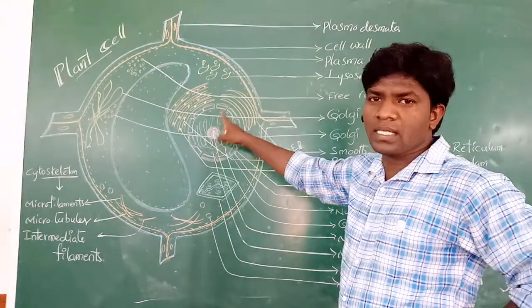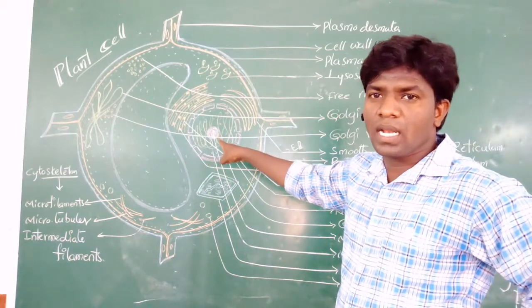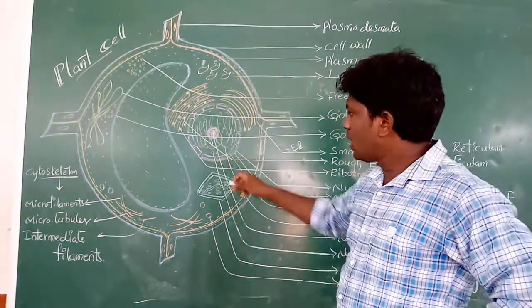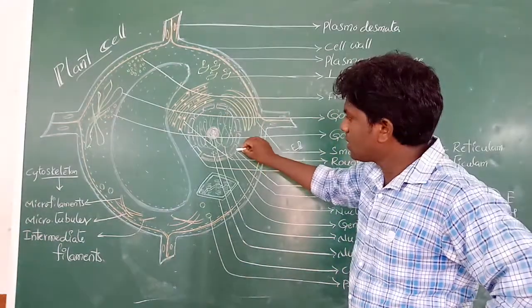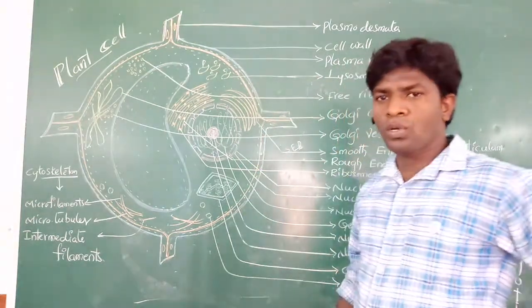Some thread-like structures, fine strand-like structures, are present in the middle of the cell. They are the genetic material, meaning DNA. And then the nucleoplasm is present in this nucleus. This is the nuclear envelope. Some pores are there, nuclear pores.